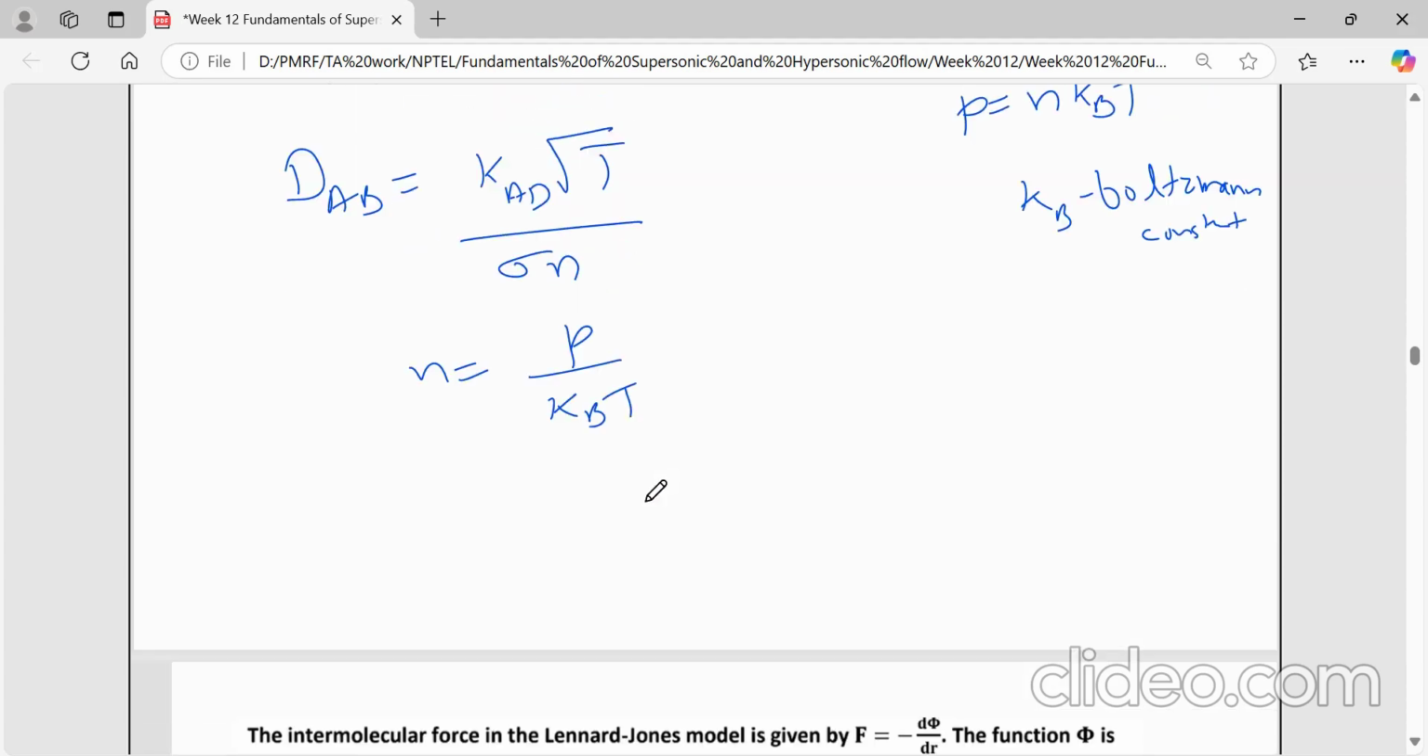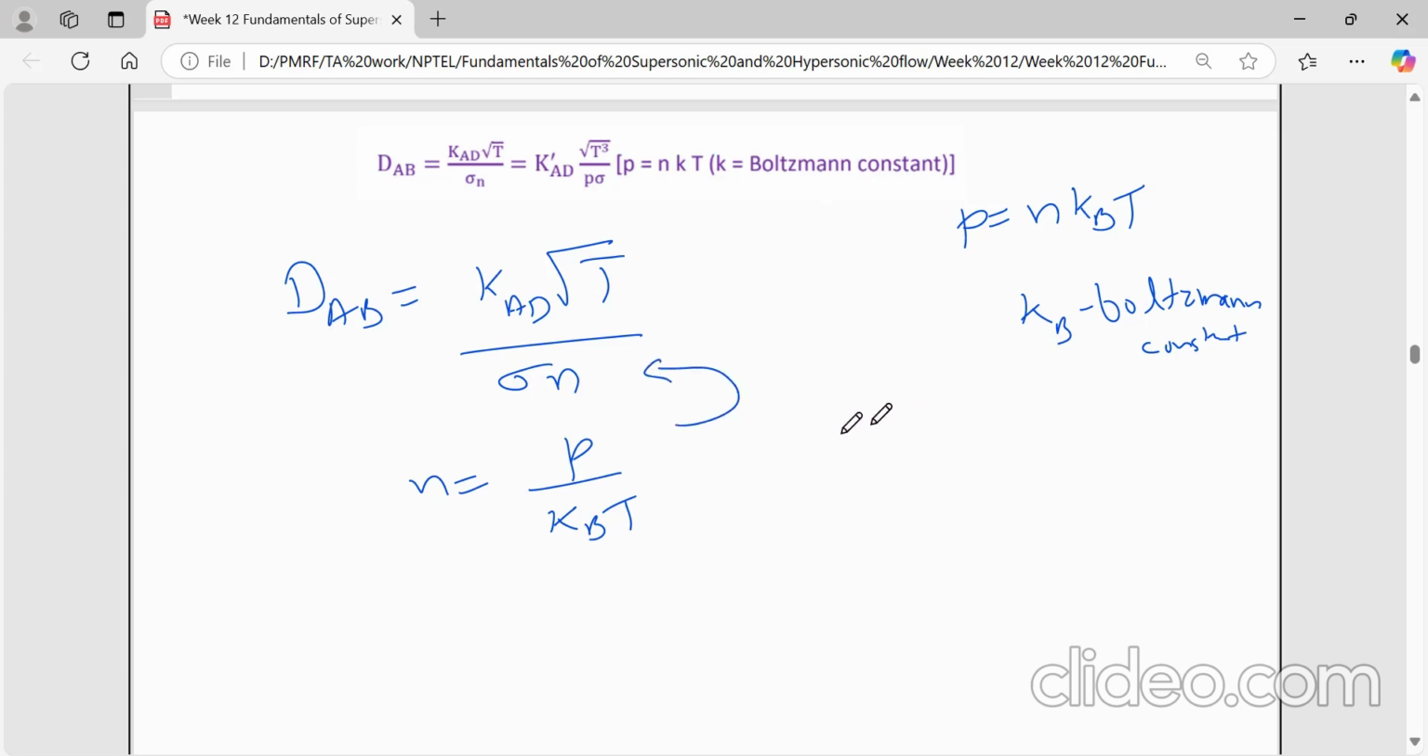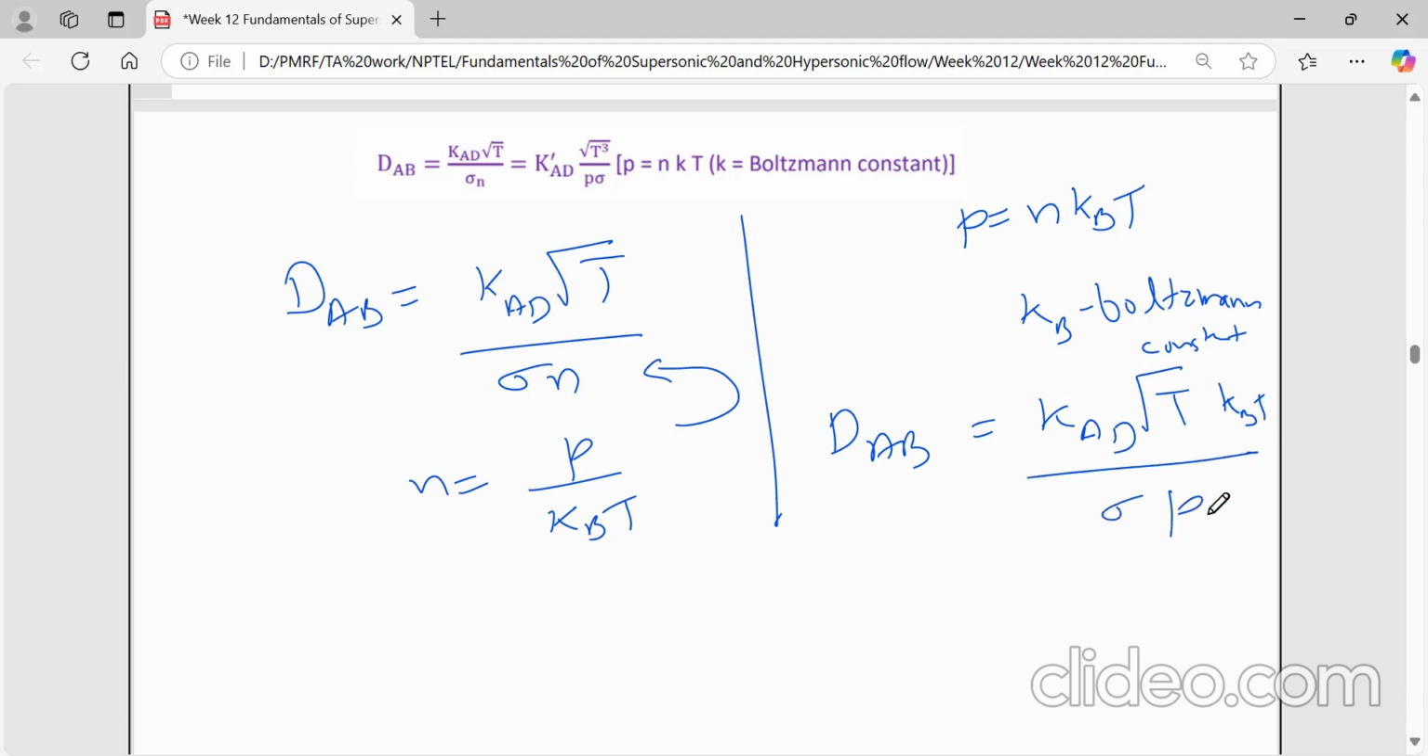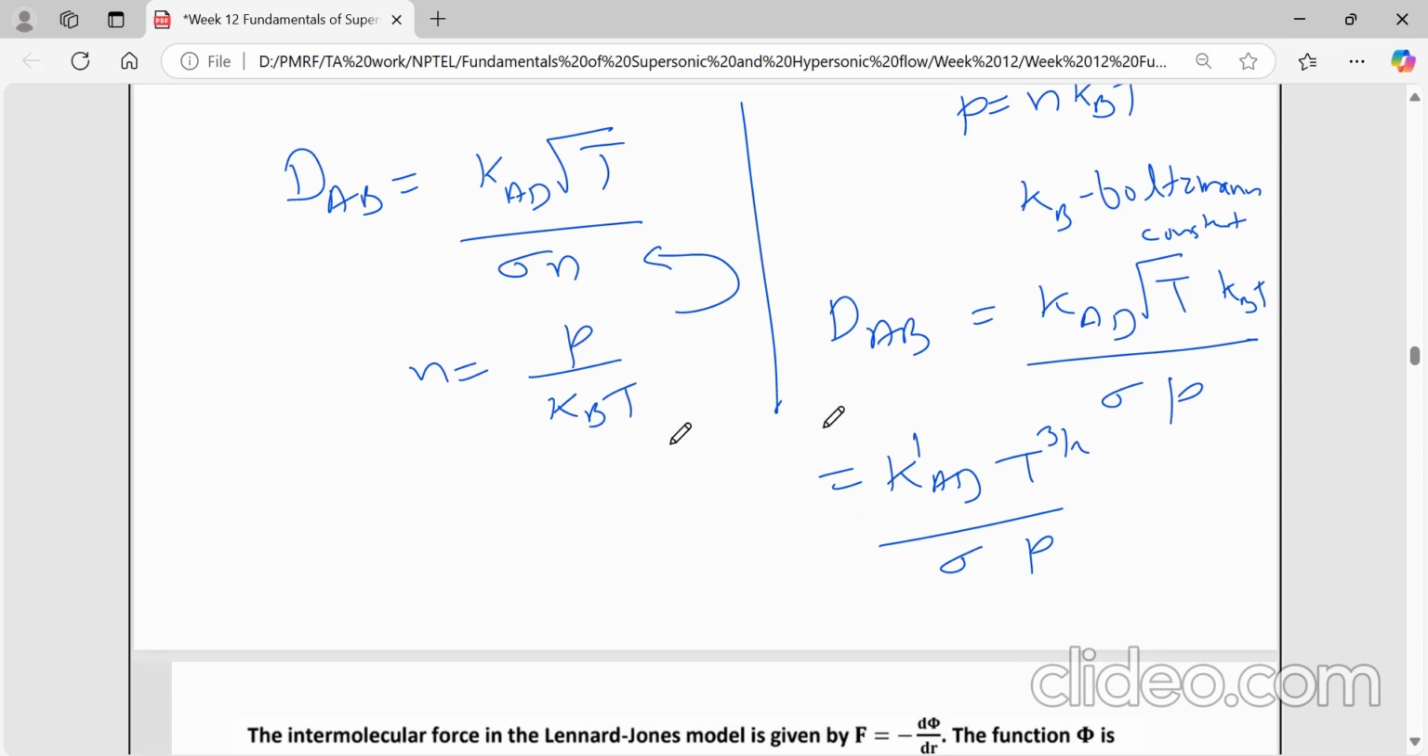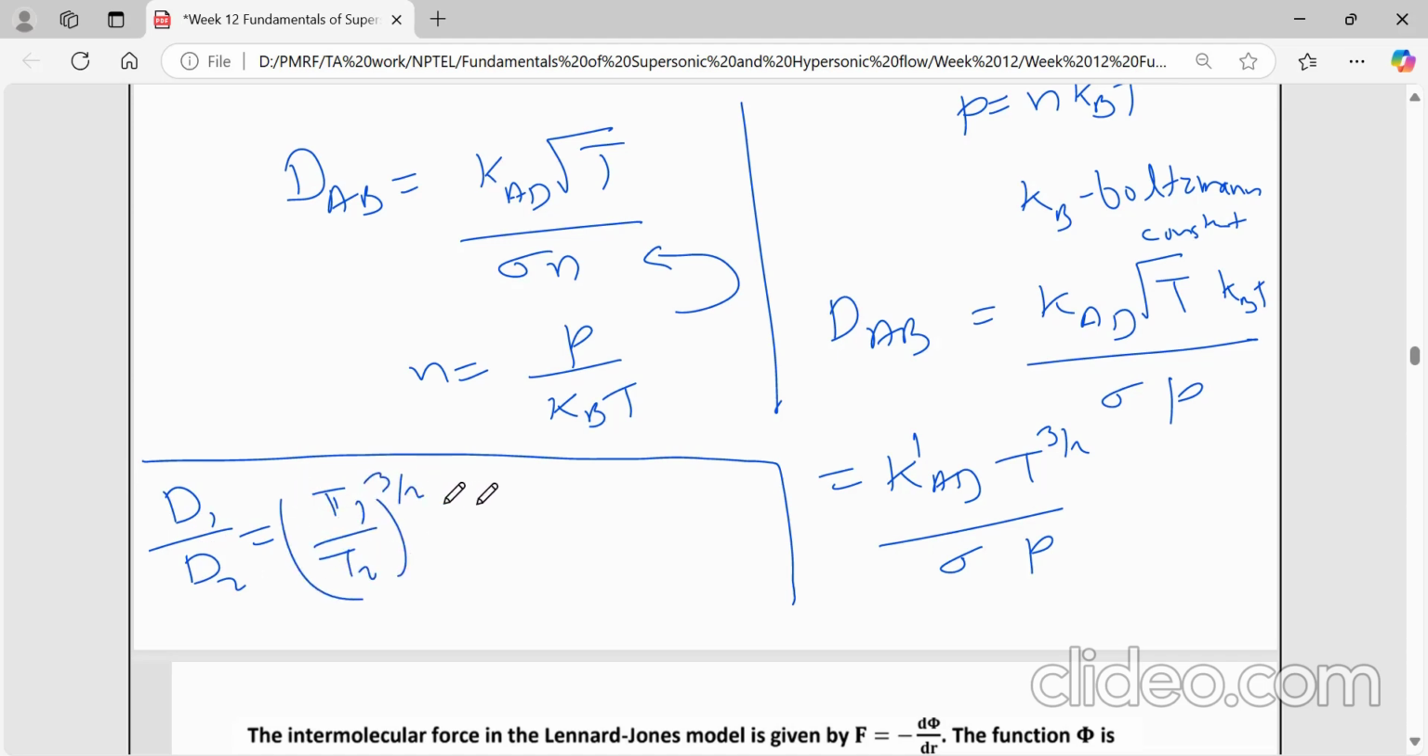We will substitute this N here. We will get D_AB equal to K_AD under root T into k_B T upon sigma P. K_B and K_AD both combined can be written as K dash AD T to the power 3 by 2 upon sigma P. So if we want to write the equation for D1 upon D2, it will be written as T1 upon T2 to the power 3 by 2 and P2 upon P1 to the power 1.